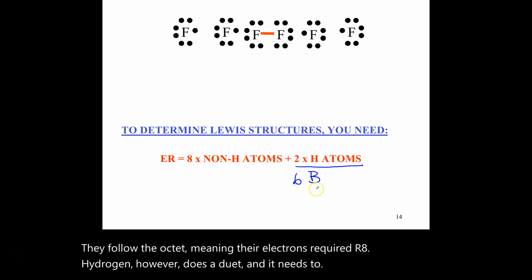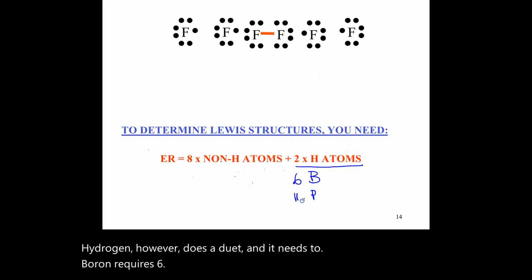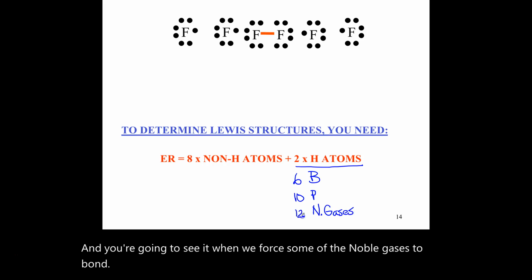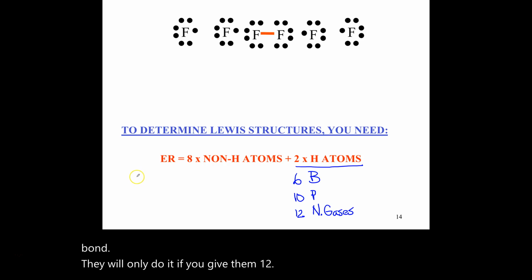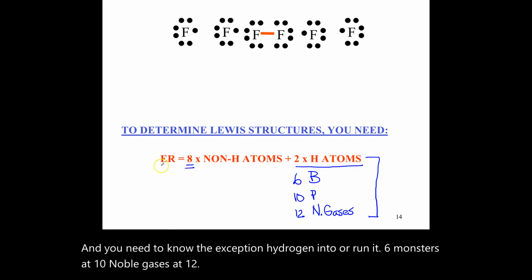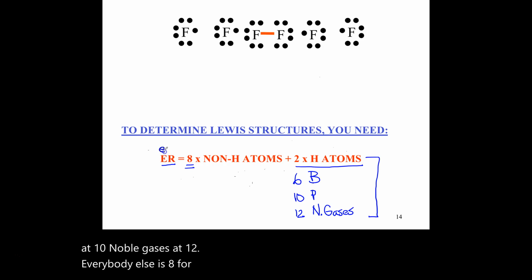Boron requires 6. Phosphorus, 10. And you're going to see when we force some of the noble gases to bond, they will only do it if you give them 12 as a requirement. These are the exceptions to the rule, and you need to know the exceptions. Hydrogen at 2, boron at 6, phosphorus at 10, noble gases at 12. Everybody else is 8 for the electrons required. That is the ER.